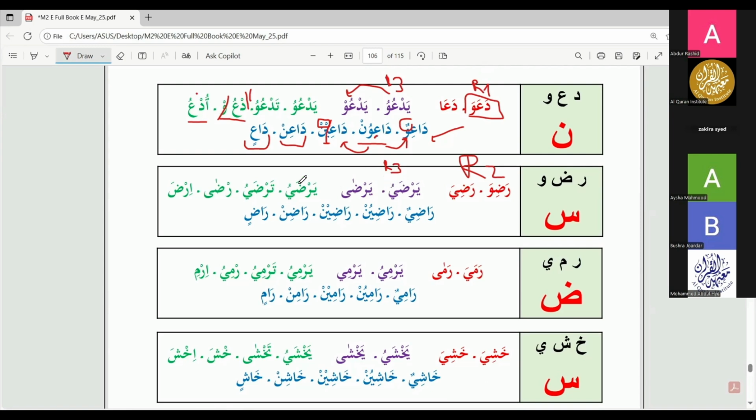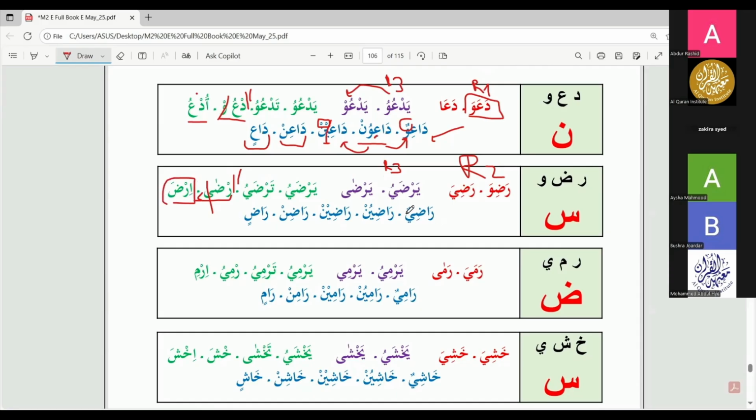Then with amr formation, yardayu, tardayu, tarda. Here we have one more formation, tarda. Then what is left is the alamatu mudari is removed, and rada becomes this. Hamzatul wasl brings in and removes something. That is the final version of amr.